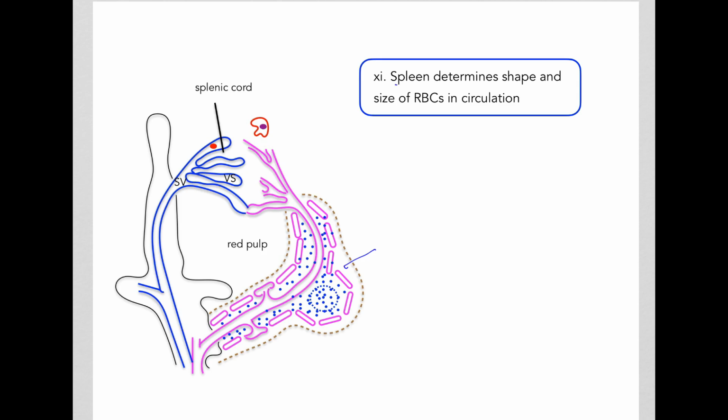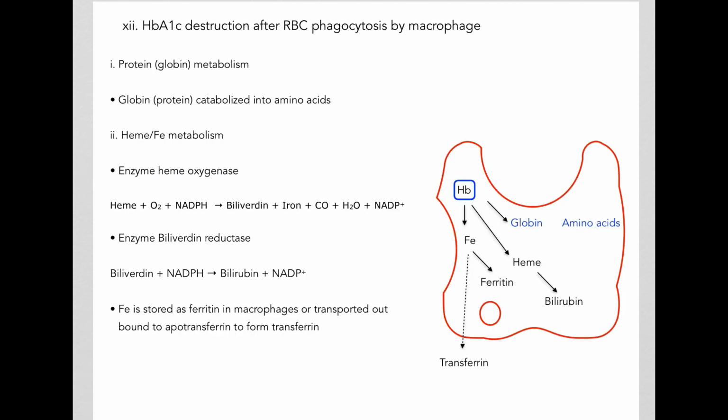So in a way, the spleen determines the shape and size of the red blood cell that is in circulation. Now, once the macrophage phagocytoses the red blood cell, it is broken and the hemoglobin is released. The hemoglobin has the protein part, the globin part. The protein will be broken down into amino acids. So in the macrophage, the globin or the protein will be broken down into amino acids.